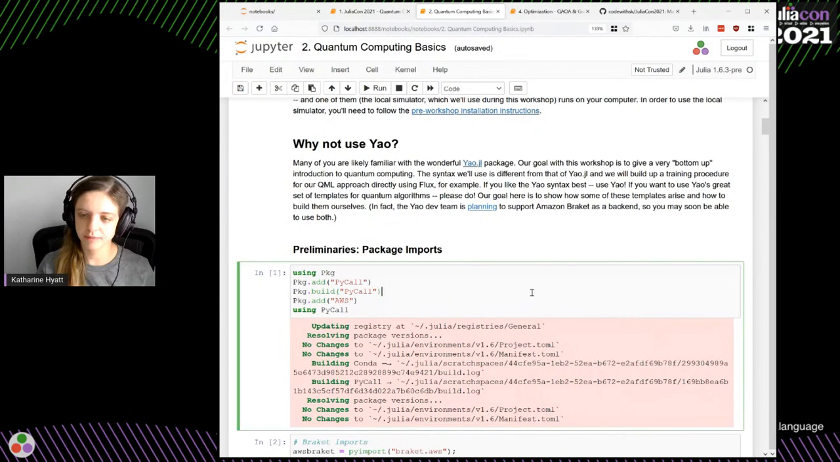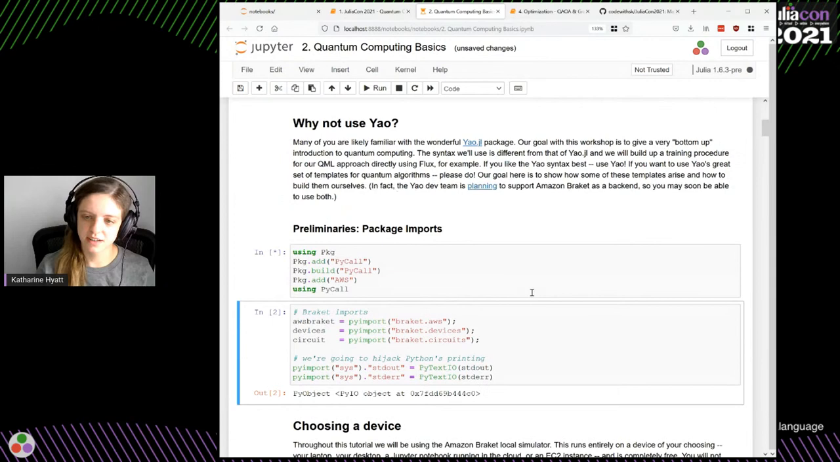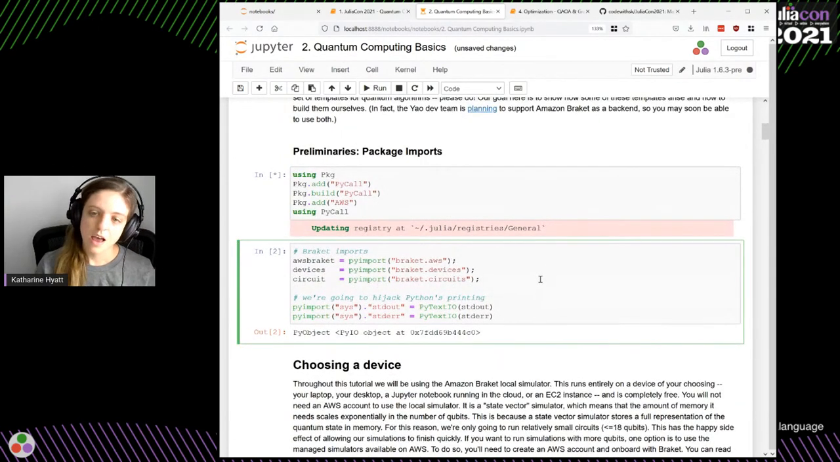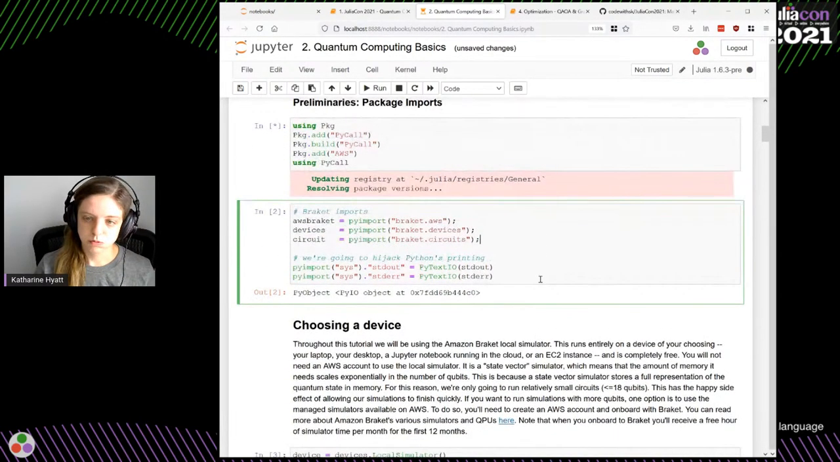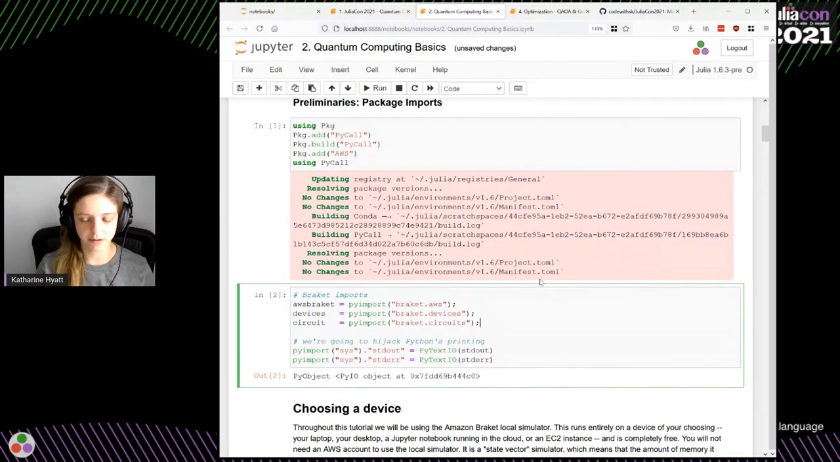Okay. So the first thing we're going to do is just run some package imports. In this case, we need PyCall, AWS, and this is going to take a second. And then after that, we're going to import some of the Braket packages from Python. So the Braket simulator is entirely written in Python. And we're going to be using PyCall to interact with it, but almost all of the code we write today is going to be in Julia, and then we'll just call out to Python to interact directly with the simulator.